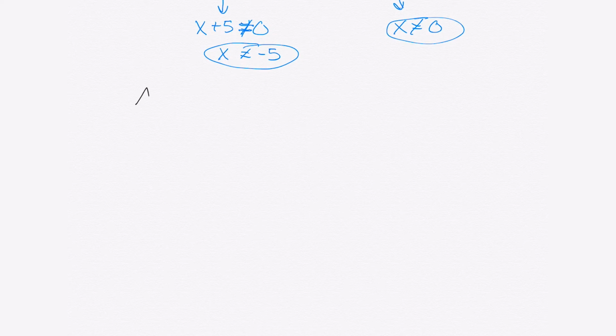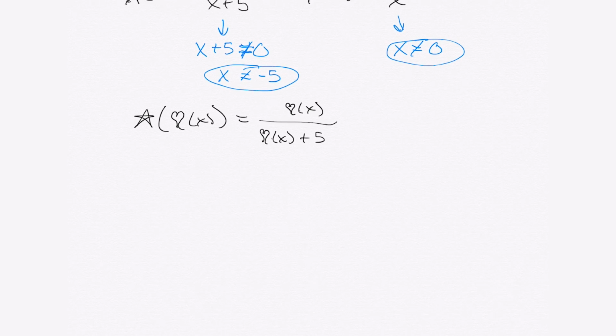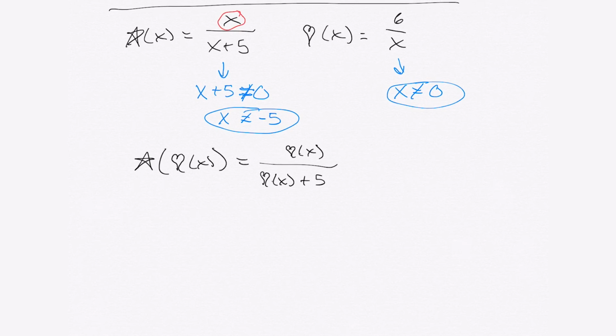Let's build star of heart of x. So we're taking the heart function, plugging it into the star function, so we're going to end up with heart of x over heart of x plus 5. I've replaced my x's in my star function with heart of x. And so there they are, heart of x and heart of x.